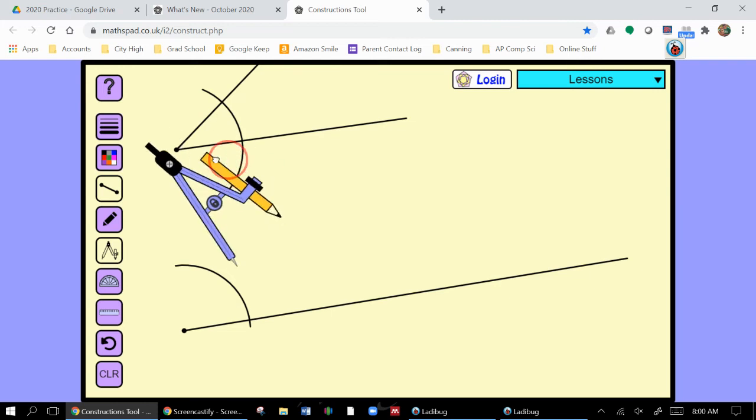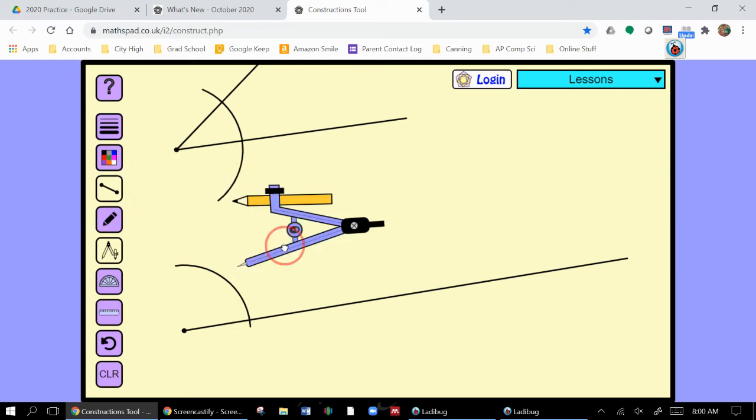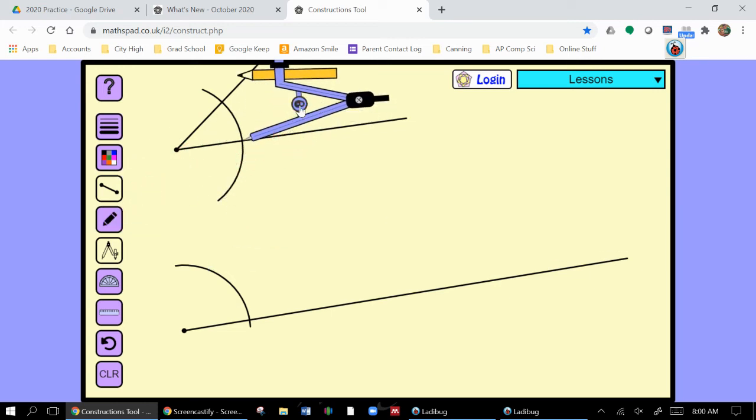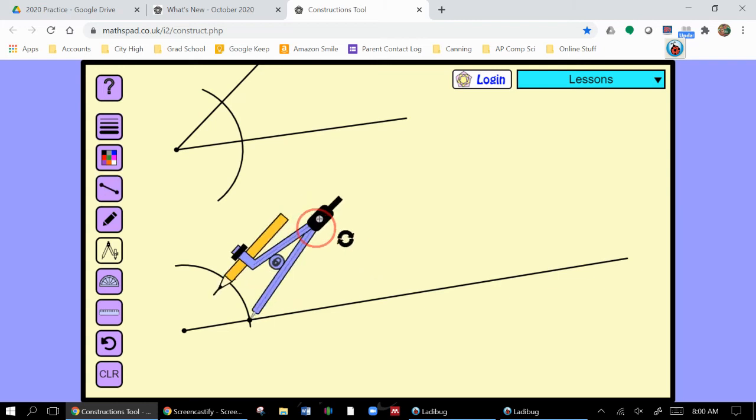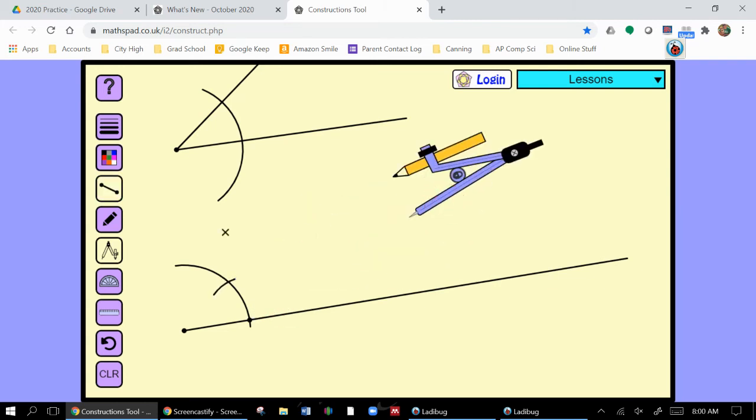Then I will come over here, and I'm going to set my compass to this distance. I'll have to unlock it, get my pencil right there, lock it back up, and I just bring that same distance down, mark off how wide that angle is there, and now I can draw my other side of my angle straight through that intersection point. So I've copied that angle.